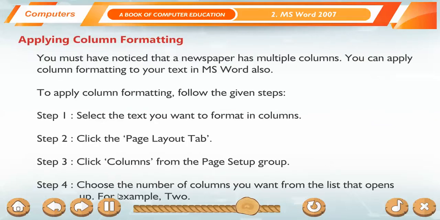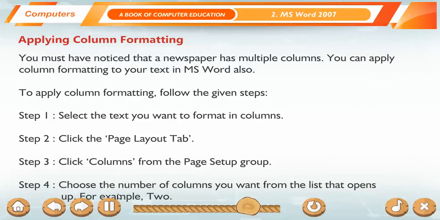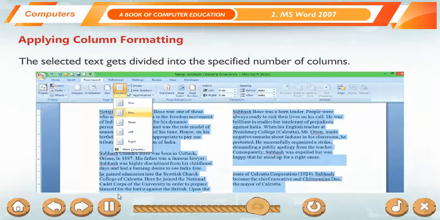Applying column formatting. You must have noticed that a newspaper has multiple columns. You can apply column formatting to your text in MS Word also. To apply column formatting, follow the given steps. Step 1. Select the text you want to format in columns. Step 2. Click the Page Layout tab. Step 3. Click Columns from the Page Setup group. Step 4. Choose the number of columns you want from the list that opens up, for example, 2. The selected text gets divided into the specified number of columns.